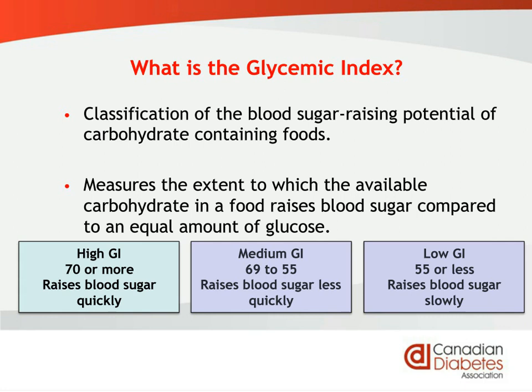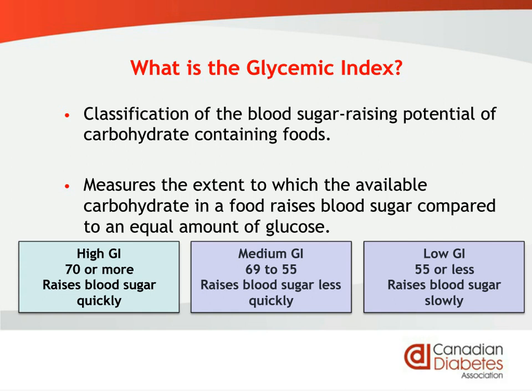Carbohydrate-containing foods, when I'm talking about this, is all the food groups except the meat and alternatives and the fat and oils. And the glycemic index measures the extent to which the available carbohydrate in a food raises blood sugar compared to an equal amount of glucose. So remember in the definition, I mentioned there's a standard food, and that standard food is glucose. And when I'm referring to available carbohydrate, I'm referring to the total amount of carbohydrate in the food minus the fiber. And the standard food glucose has a glycemic index of 100.